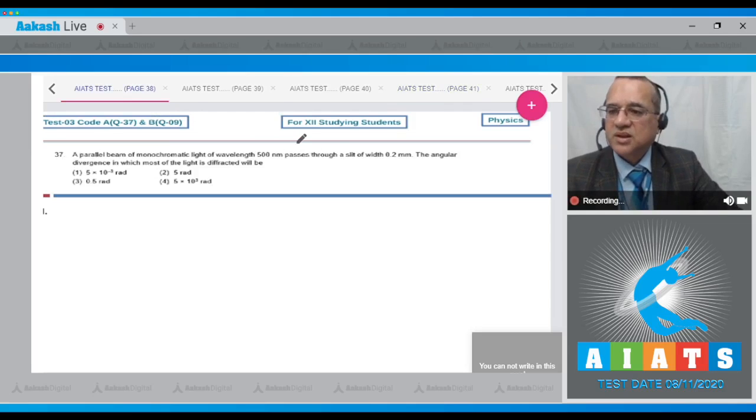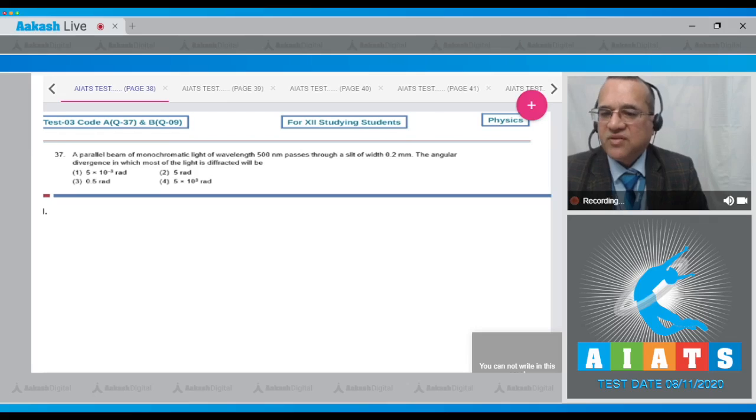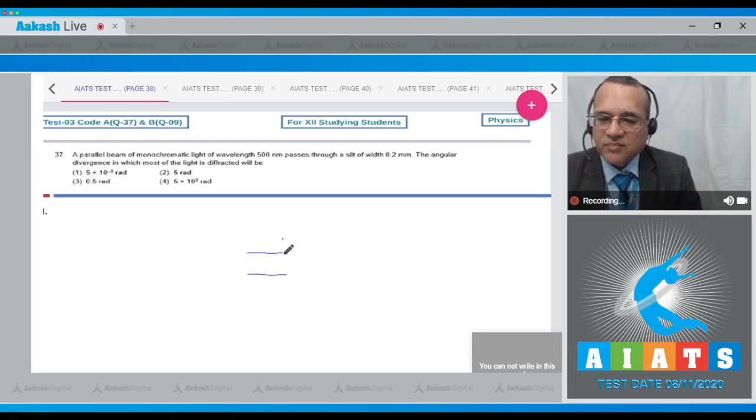Let's go to question number 37. A parallel beam of monochromatic light of wavelength 500 nanometer passes through a slit of width 0.2 millimeter. The angular divergence in which most of the light is diffracted will be, these are the four options. Now dear students, this question is from diffraction. A parallel beam of light, as it crosses the slit, most of the divergence occurs for the central maxima.